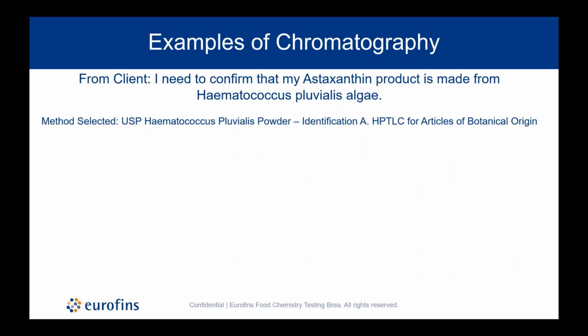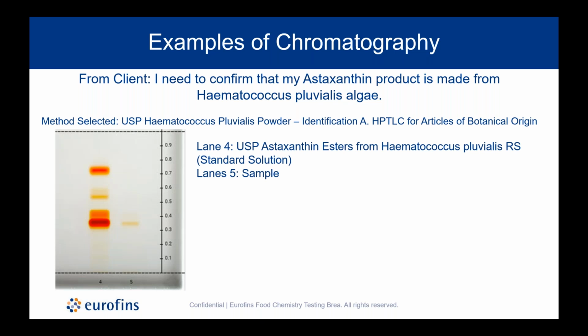So our final example is for an astaxanthin product that is made from Haematococcus pluvialis algae. It's a red algae that produces the astaxanthin, and the method that was selected for this was USP Haematococcus pluvialis powder, IDA. So this one's less busy. We just have two lanes here.